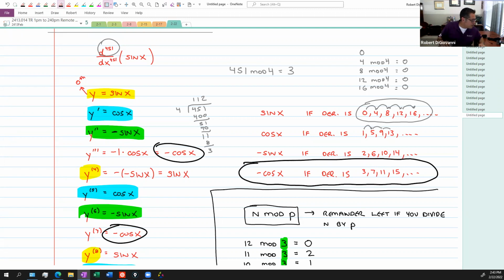There is a problem on your homework that asks you for the 99th derivative of sine. So it's simple now, because all you have to do is take 99 mod 4, right? And figure out which of these lists it lives in.